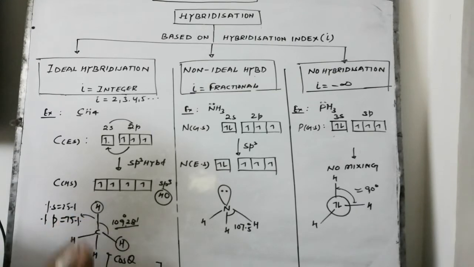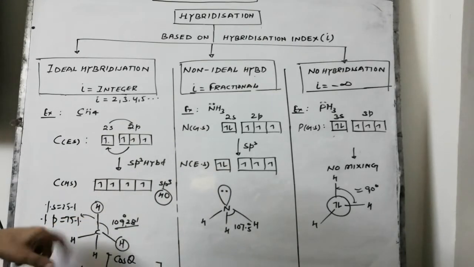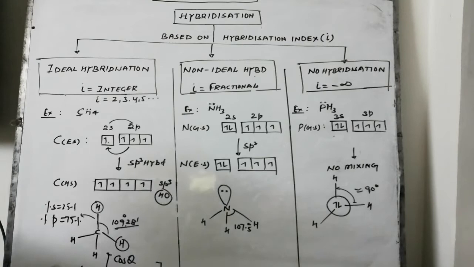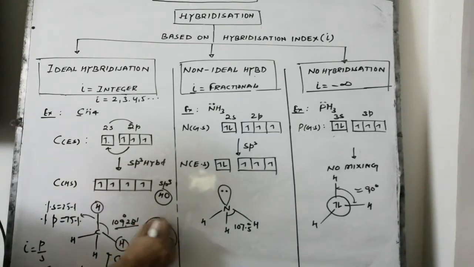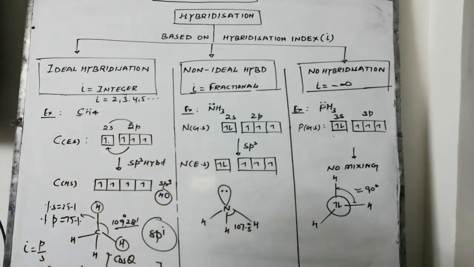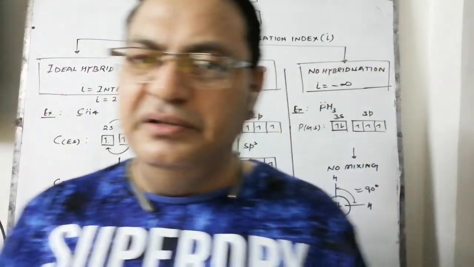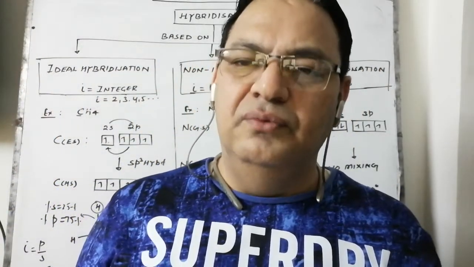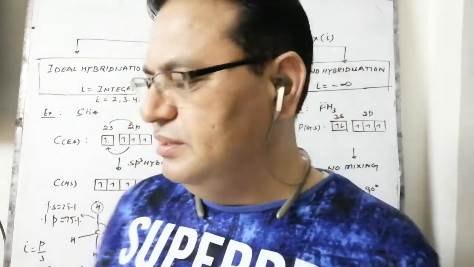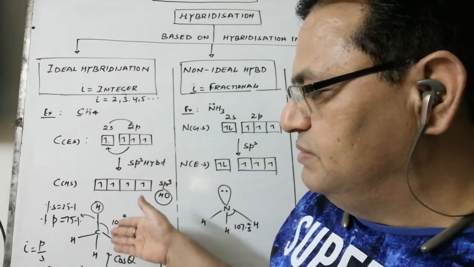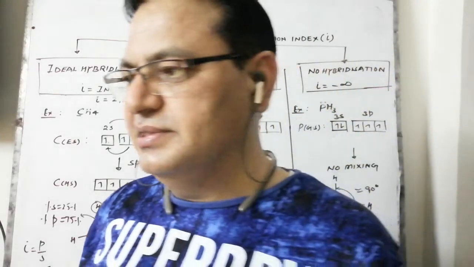and percentage P character is equal to 75%. If I find out the index value from here, i is equal to just p by s, this comes out exactly to be 3. So the hybridization represented by sp^i, you just put the value of i in this expression, it comes out to be here the sp3 hybridization. This is exactly what has been experimentally observed and what I have also achieved here by the mathematical calculations.